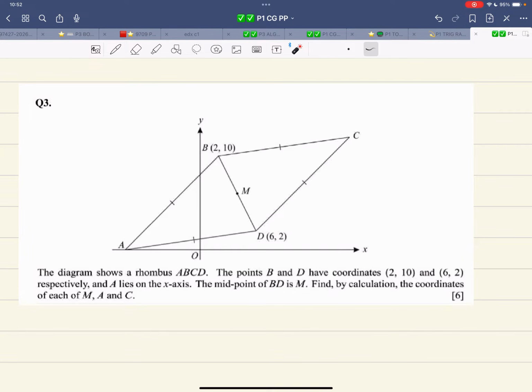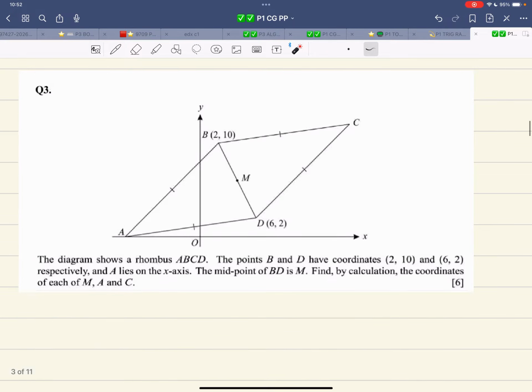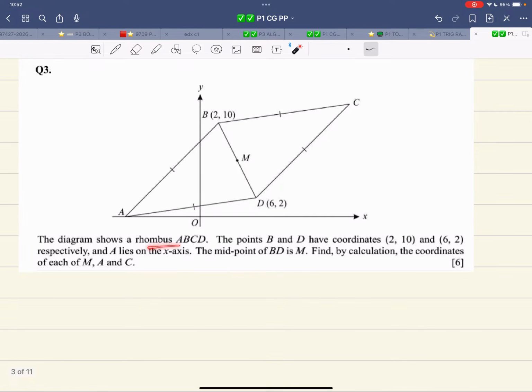One of them is this one. The question says, the diagram shows a rhombus ABCD. And by the way, I'll be doing 3 questions in one particular video, maybe 2 in one, maybe 1 in the next part. Let's see how it goes. The diagram shows a rhombus ABCD. So this is A, this is B, this is C, this is D. The points B and D have coordinates such and such. That's B, that's D.